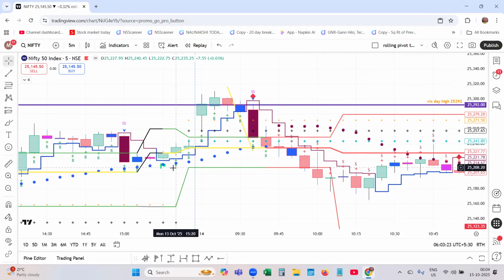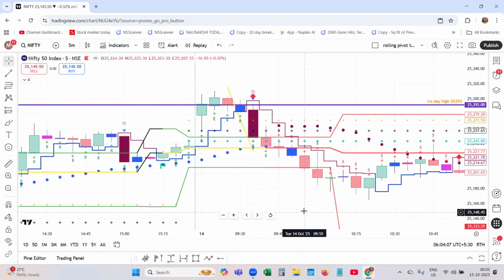What happened yesterday in the last hour, after 3:15, you must remember this is the play of the big player. Because around 3:15, all the retailers have to close their position. You can see the buy has been generated. You must be very careful. 3:15 to 3:30, these three candles are nothing but the big player candle. So the big player pushed the market higher. This is the manipulation.